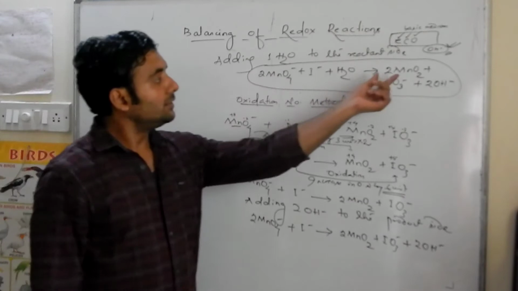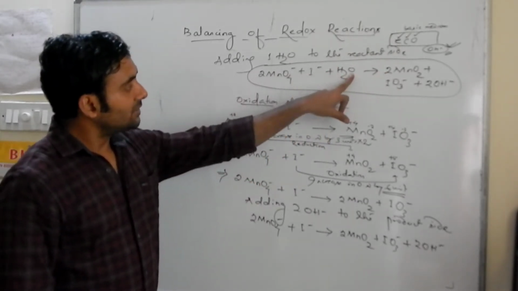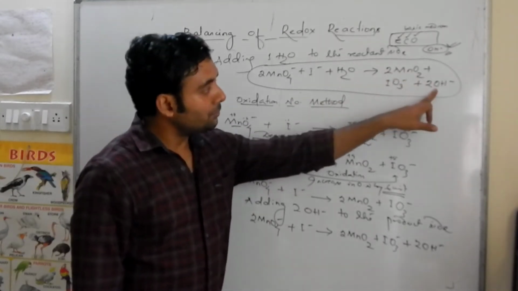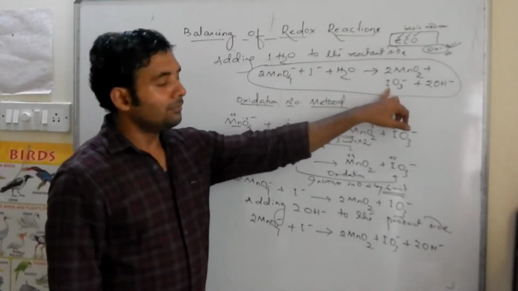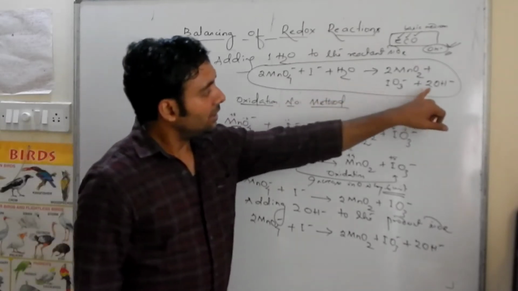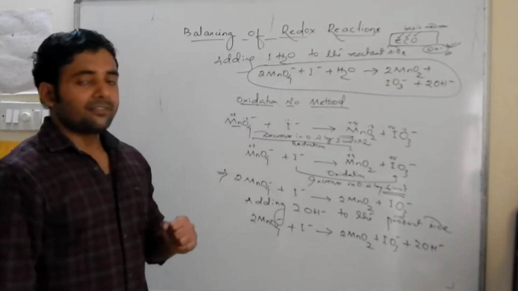2 manganese, 8 oxygen plus 1 oxygen here, 9 oxygen. Here it is 4 oxygen, here 3, 7 plus 2, 9 oxygen. So oxygen is balanced. I1, here also I1, balanced. Then hydrogen, count the number of hydrogen: here 2, here 2 OH minus is 2 hydrogen. So it is also balanced. So each and every atom is balanced.